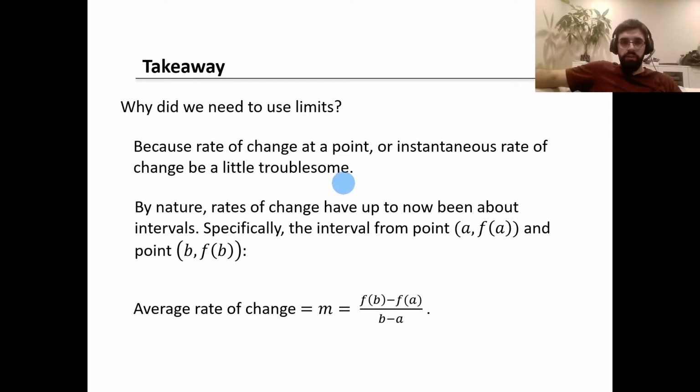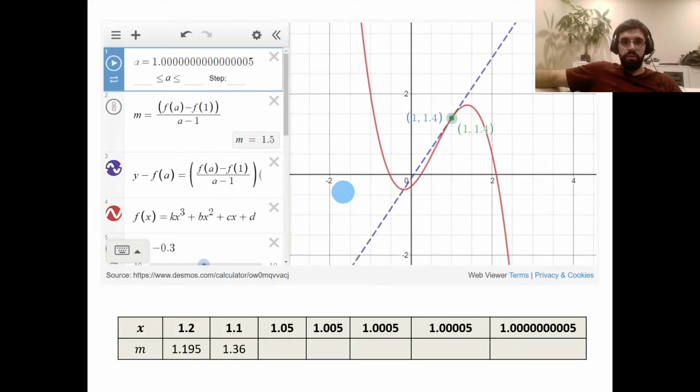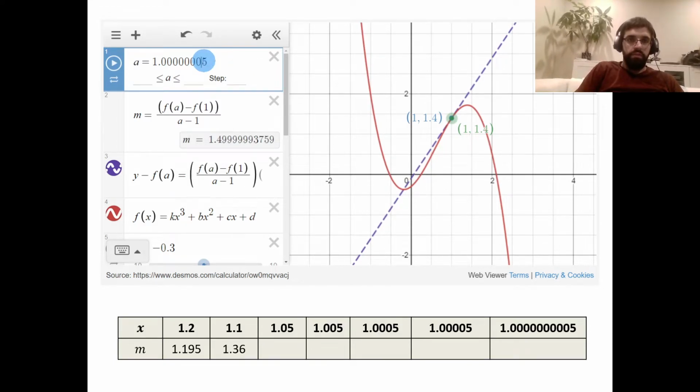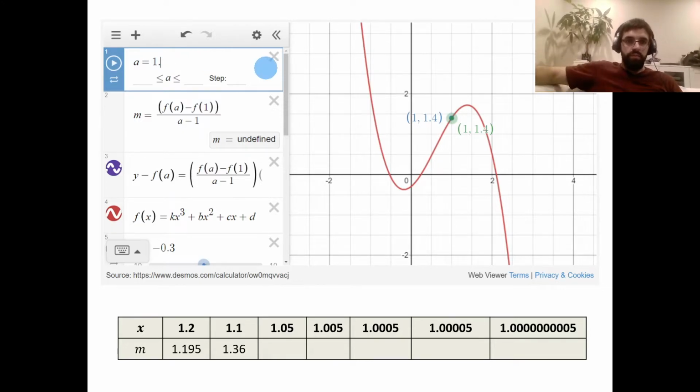If we try to find the change in distance over change in time at the same point, in other words, if we go from f of a to f of a over a minus a, then we run into the trouble of getting 0 over 0 for a slope. And that doesn't make any sense. If a exactly equals 1, the problem is we have f of 1 minus f of 1 over 1 minus 1. And that's going to give us an undefined slope. So that doesn't really help us at all.